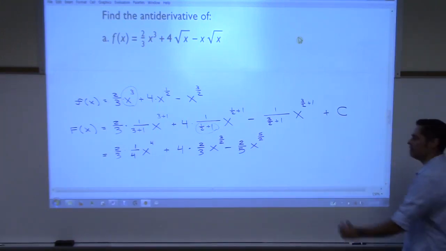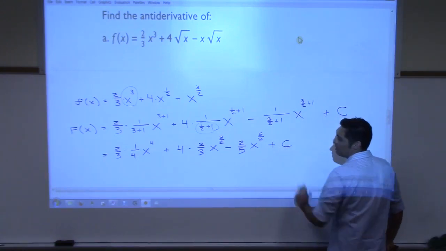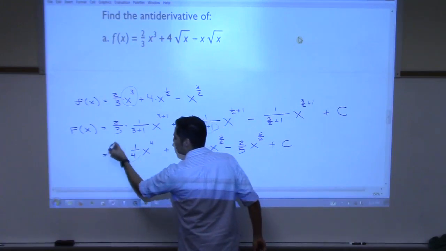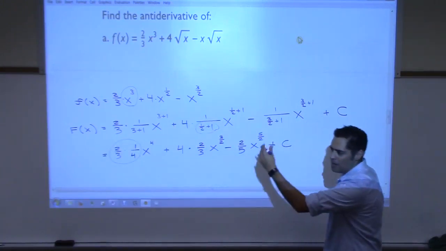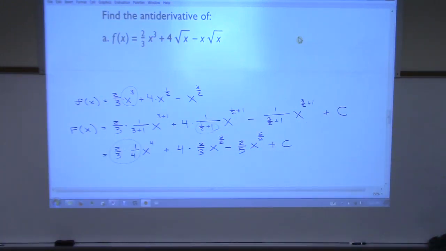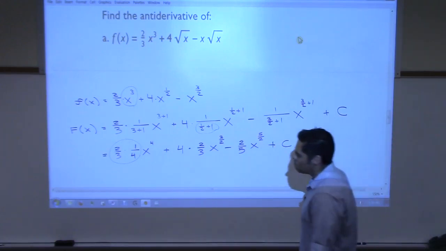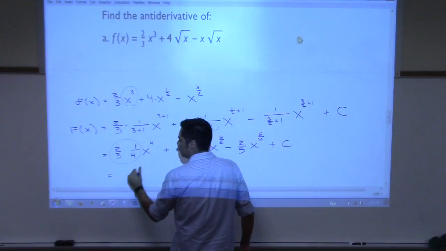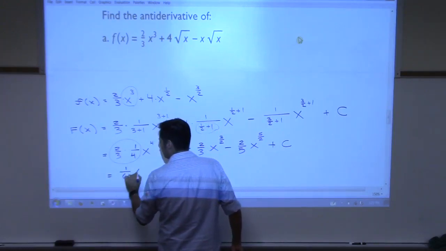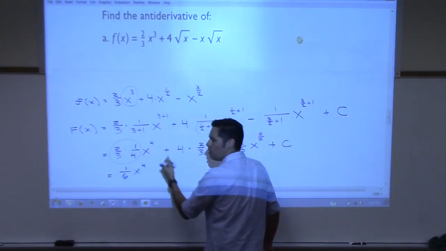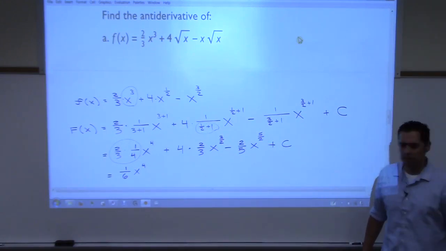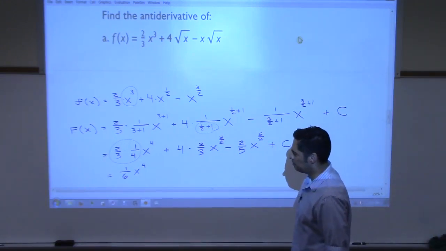Plus C. Plus C. And then we have a little more arithmetic. So let's just try and clean up some stuff here. When we do this, there's multiple ways you can do that, right? But what's it turn out to be? 1/6. So multiply across, right? 2/12, reduce it, 1/6. Right, 2/12 is 1/6.